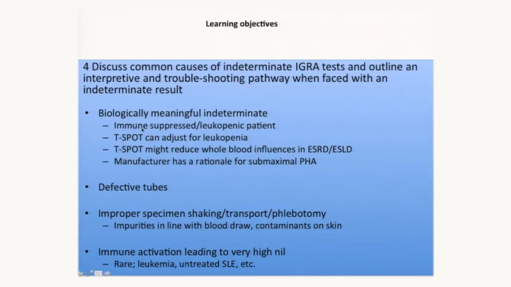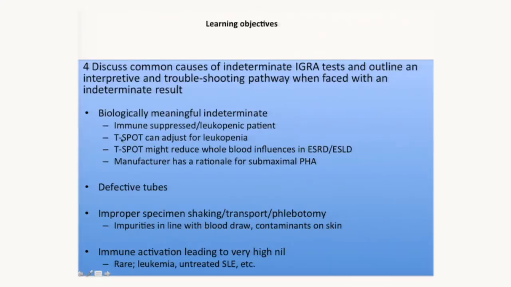And this is a situation where you have an immune suppressed or a leukopenic patient. This test could be telling you, wait a minute, maybe I should look at the absolute lymphocyte count. Go back, what was the percent white cells, what's on the automated diff, what's the absolute lymphocyte count? Maybe that's really low and it's undiagnosed HIV infection or some other disorder that has the patient really immune suppressed. The T-spot test that I mentioned can adjust for leukopenia.